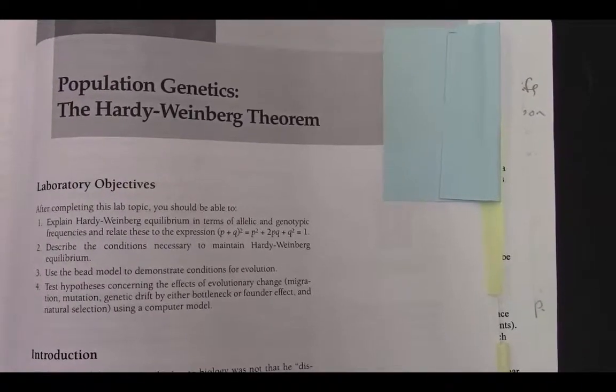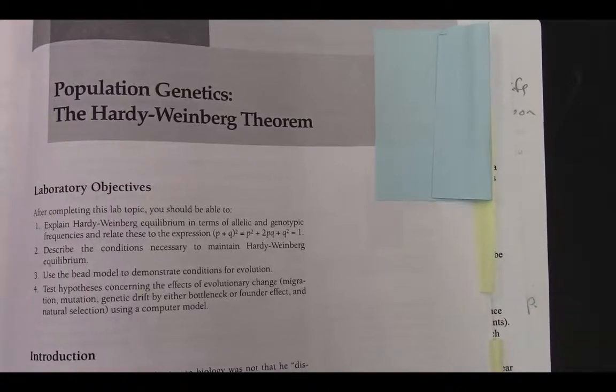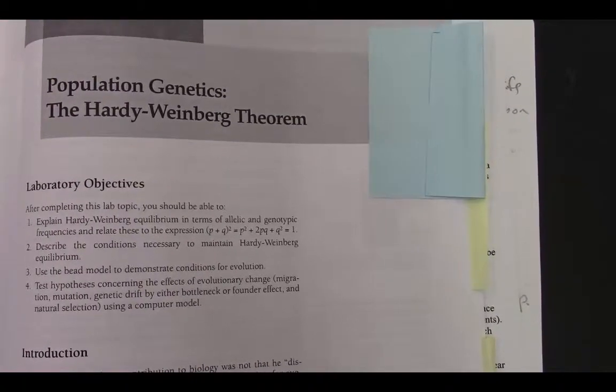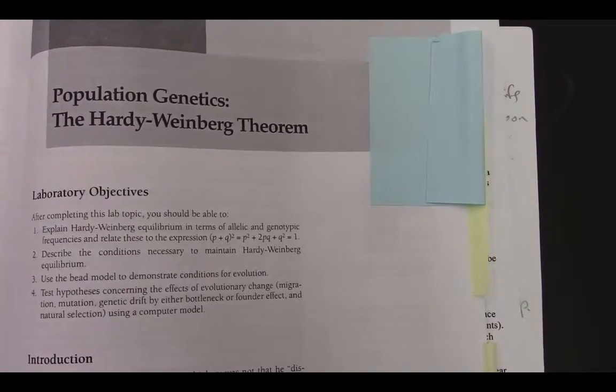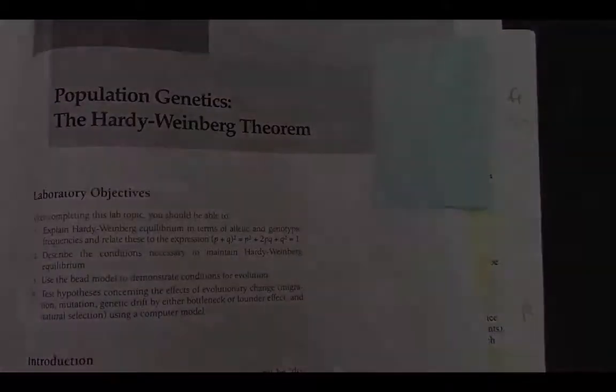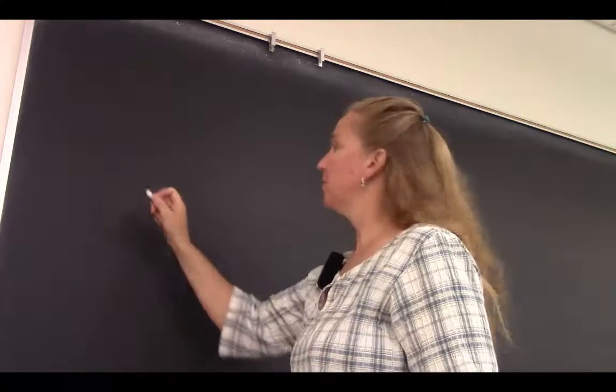The idea here is that if there are no evolutionary forces, then the genetic composition of the population should stay the same from one generation to the next to the next. And we would call that equilibrium. In equilibrium, what we should see is no change.